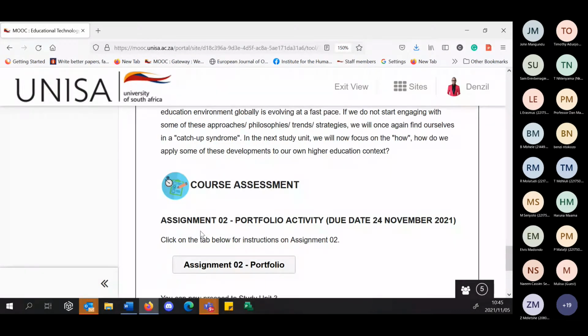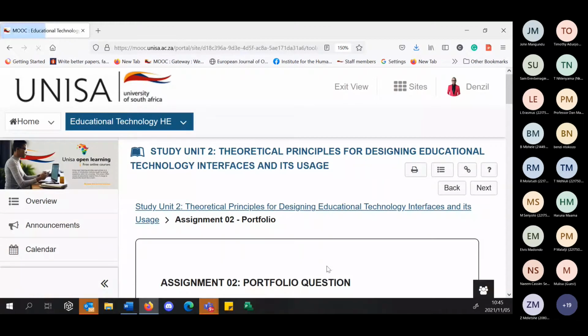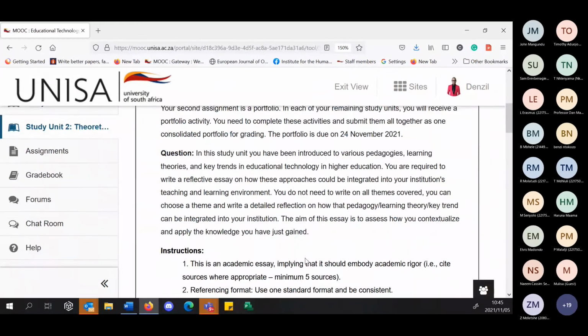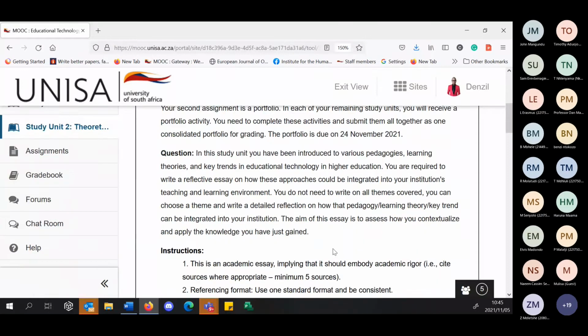So for this portfolio activity, this is what I want you to do. Your second assignment is a portfolio. In each of your remaining study units, you receive a portfolio activity. You need to complete these activities and submit them all, please, colleagues, by 24th November. But if you're working further ahead than that, then please feel free to send it. In this study unit, you have been introduced to various pedagogies, learning theories, and key trends in educational technology and higher education. You are required to write a reflective essay.